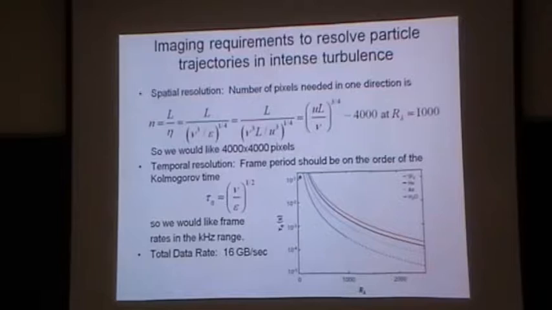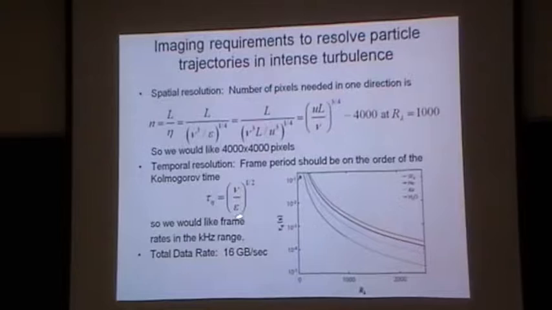Then the next question is the temporal resolution that you need, and this has often been a bigger problem. So you want your frame period to be on the order of the Kolmogorov time, and now to define the Kolmogorov time, we have to know what our energy dissipation rate is. That depends on the length scale here. Energy dissipation rate is u cubed over l. This depends on the details about your apparatus, and this depends on the fluid you use.